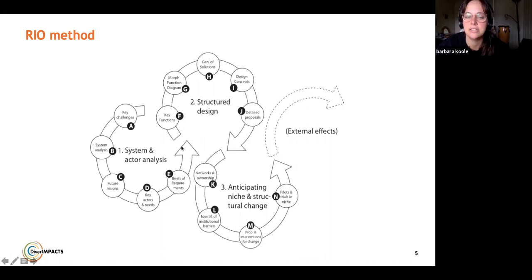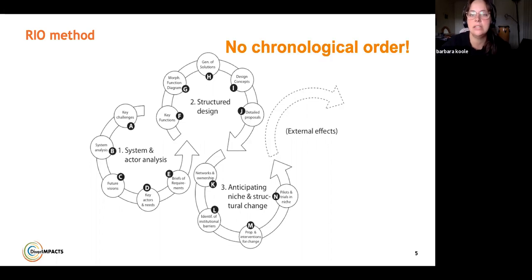So the first one is system and actor analysis, the second one is the design phase, structured design, and the third one, anticipating niche and structural change. What is important is that this is not necessarily a chronological order. As you can see, these arrows are actually cyclical, and you can always go from one phase back to the other, and it's, in that sense, very fluid.